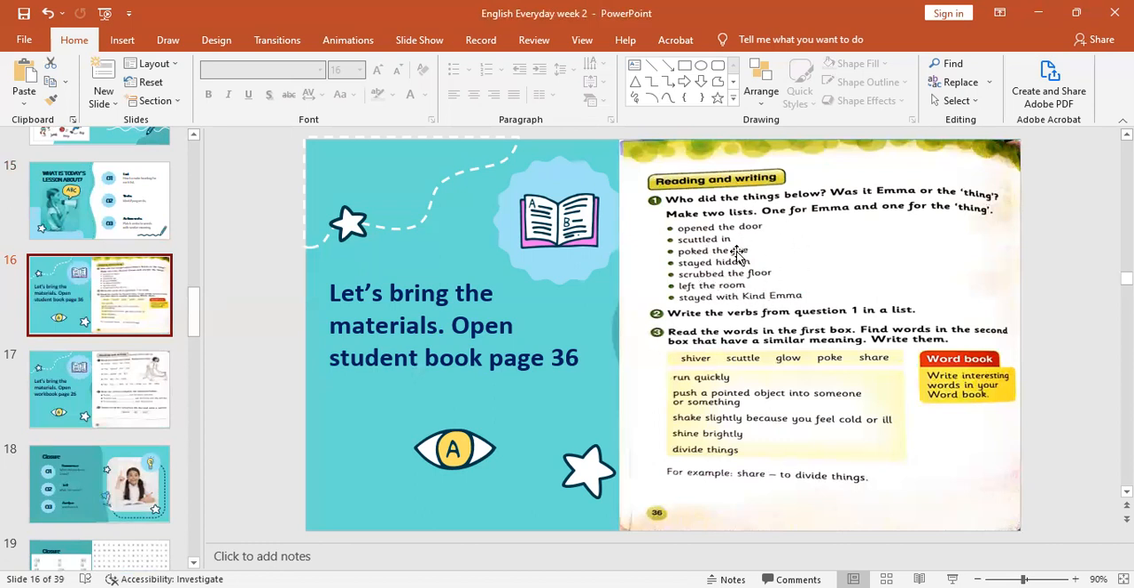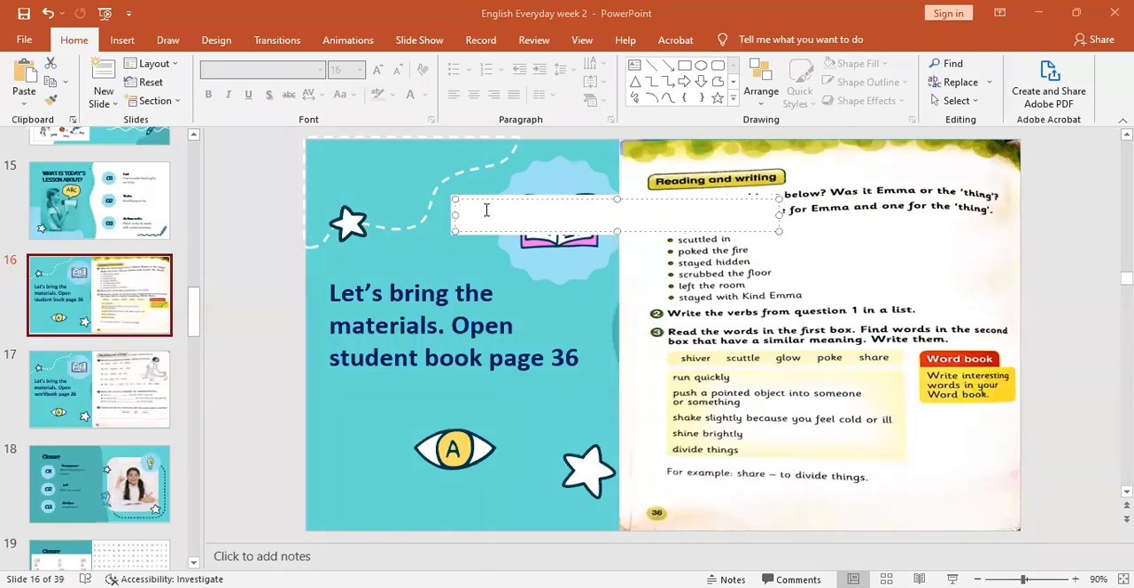What it is just trying to talk about is, remember last week we read the story about kind Emma, right? Because we read the story about kind Emma, these are the things they did in the story. Emma and the thing. So we're going to put them in two lists.